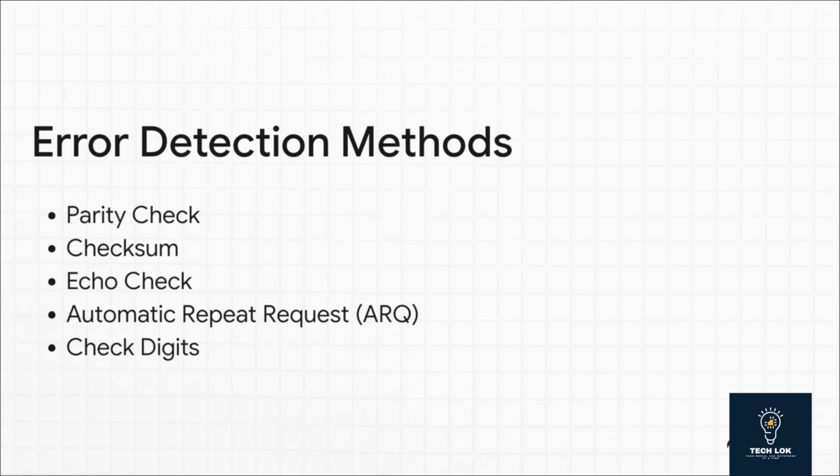There are quite a few methods, from a simple echo check where data is just sent back to the source to be compared, to a much more sophisticated system called Automatic Repeat Request, or ARQ, that uses acknowledgements to confirm a safe arrival. But to really get the idea, let's look at a couple of the most fundamental techniques.